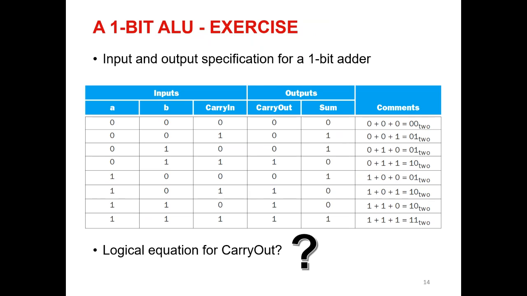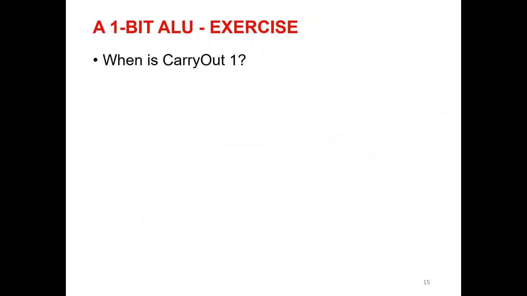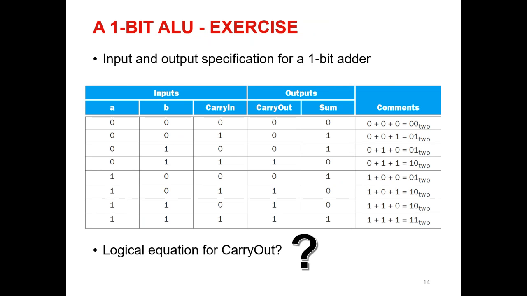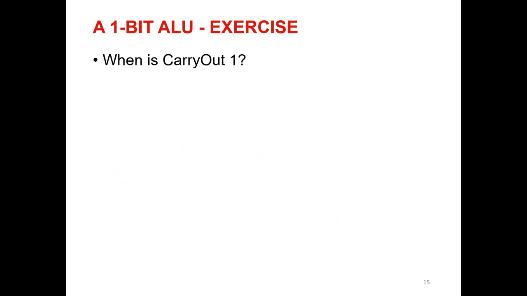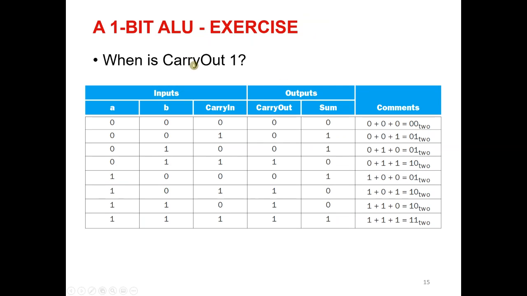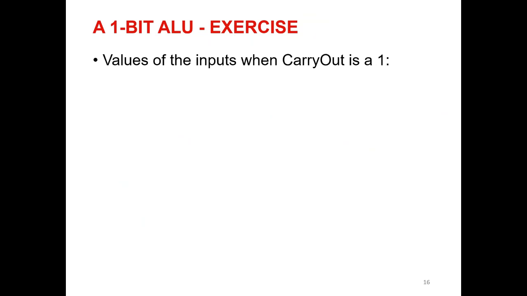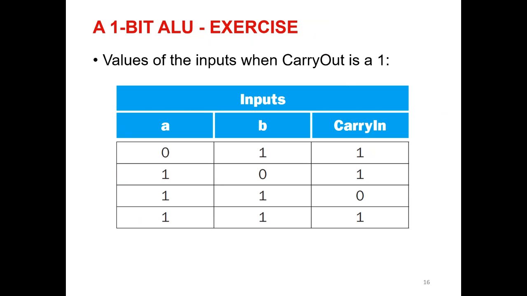So you can do as we have done in previous lectures for calculating this logic equation with this truth table, but now I'm going to show you a method which maybe is simpler. So for instance, from this truth table, let's see when the carry out is 1. Why the carry out? Because it's one of the outputs. We have two outputs, the carry out and the sum. So the carry out is 1 here and here. So these are the values of the inputs when carry out is 1. We can summarize this in this table.